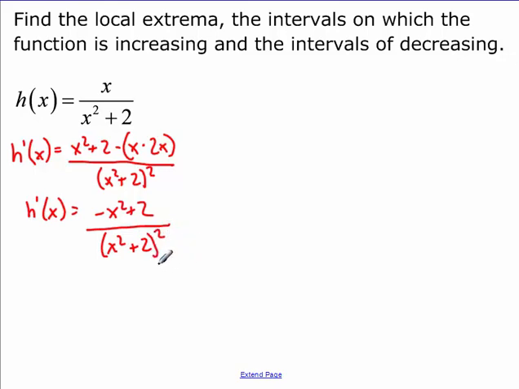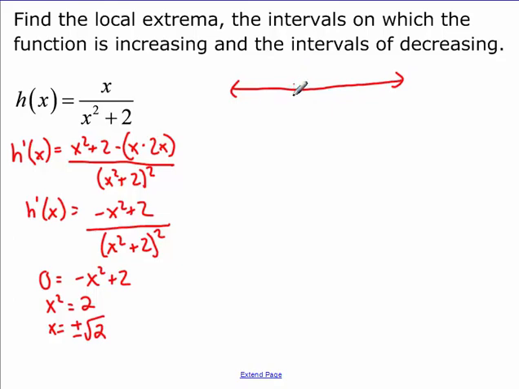so now we need to look and see where is our function undefined and where is the function equal 0. A function equals 0, especially when it's a fraction, when the top equals 0. So that's when x squared is equal to 2. So that's when x equals plus or minus root 2. And then you have to look, a fraction would be undefined when the bottom equals 0. The bottom's never going to equal 0, so we don't have to worry about that. So our only critical points are positive and negative root 2.